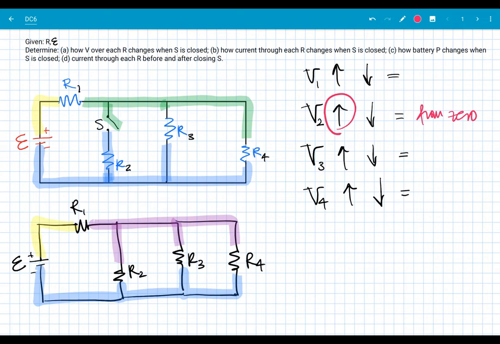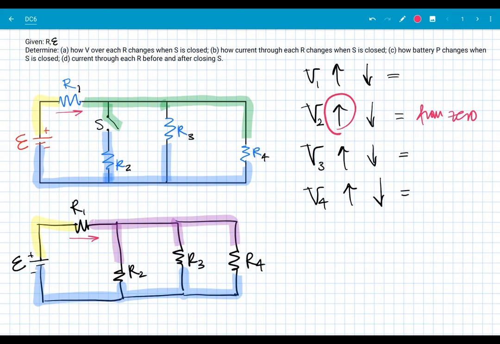So when you close the switch, if the drop over R1 changes, and we know it does change because in this top picture, we're going from yellow to green here, right? As we go through R1, we go from yellow to green. And in the bottom picture with the switch closed, we go from yellow to purple. I know purple and green are not the same. So we know that the potential over R1 has changed. The question is, did it go up or down?